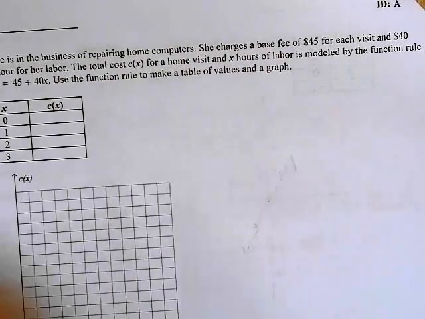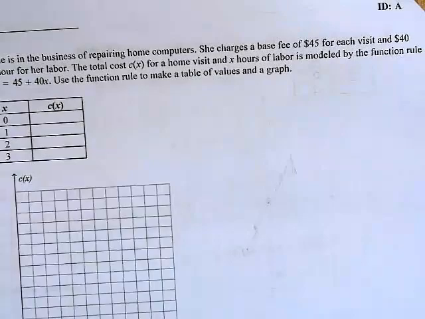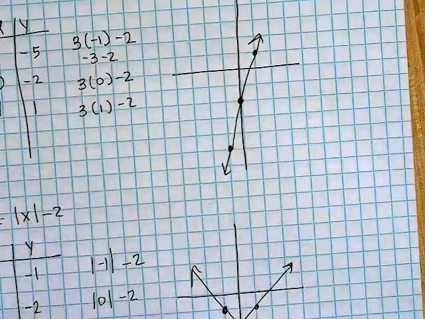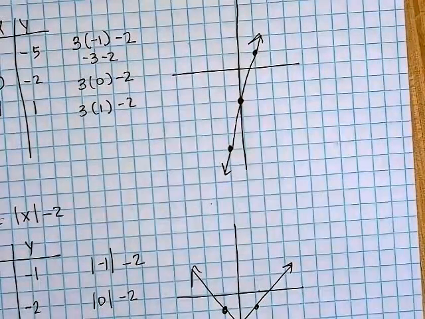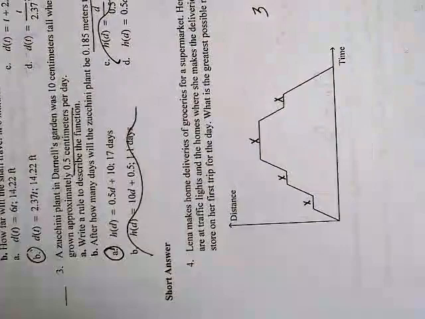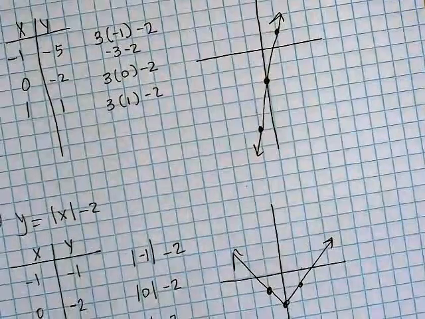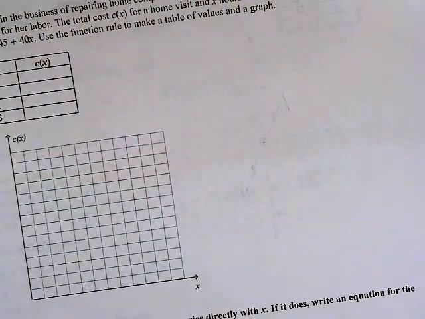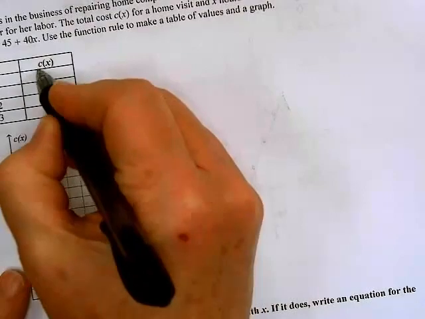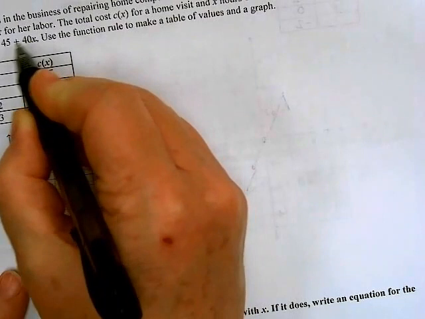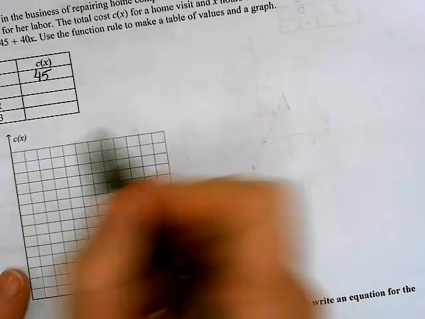0, 0. Is it 0? Why is it not 0? Okay, she charges them 45. So it's 45. We all agree? Because if you put a 0 here, this part does go to 0, but you still have to add 45. Okay, what about 1 hour?